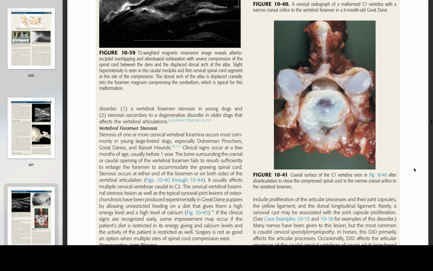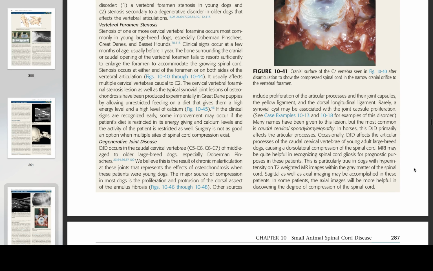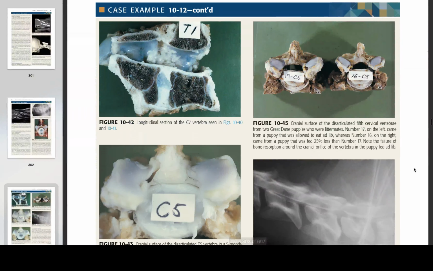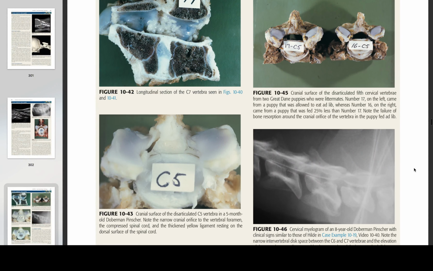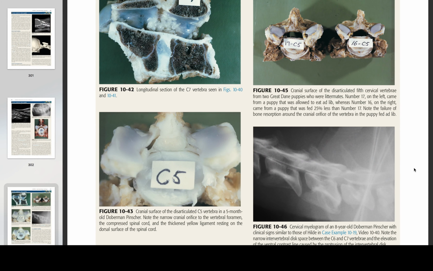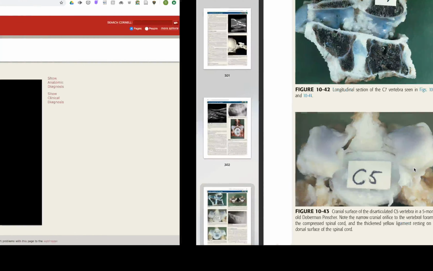Vertebral foramen stenosis. Stenosis of one or more cervical vertebral foramina occurs most commonly in young large breed dogs, especially Doberman Pinschers, Great Danes, and Basset Hounds. Clinical signs occur at a few months of age, usually before 1 year. The bone surrounding the cranial or caudal opening of the vertebral foramen fails to resorb sufficiently to enlarge the foramen to accommodate the growing spinal cord.